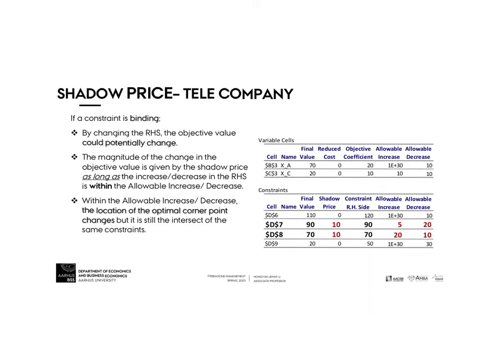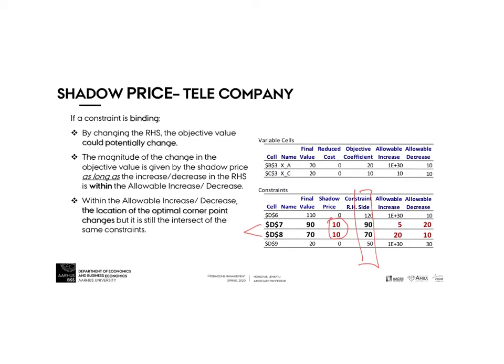The interesting part about the shadow price is for the binding constraints. So here we look into the two binding constraints in the example. By changing the right-hand side, the magnitude of the change in the objective function is given by the shadow price. So first, let's look into what the meaning of the shadow price is.